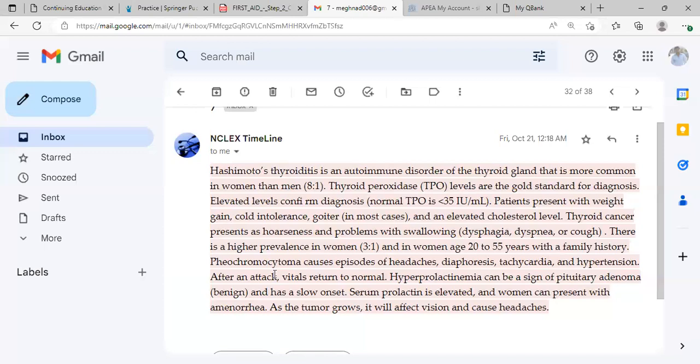Another condition called pheochromocytoma. Pheochromocytoma causes episodes of headache, diaphoresis, tachycardia, hypertension. So after an attack, the vitals return to normal. And hyperprolactinemia can be a sign of pituitary adenoma.